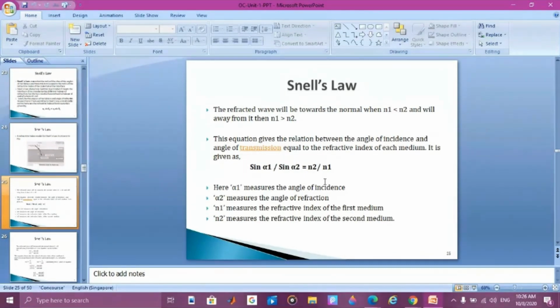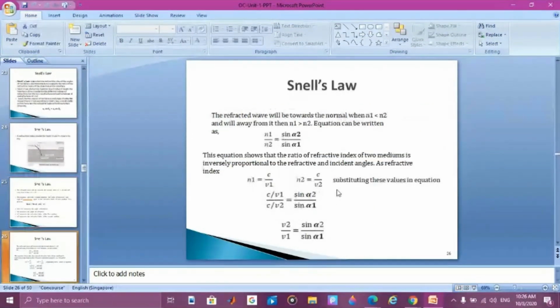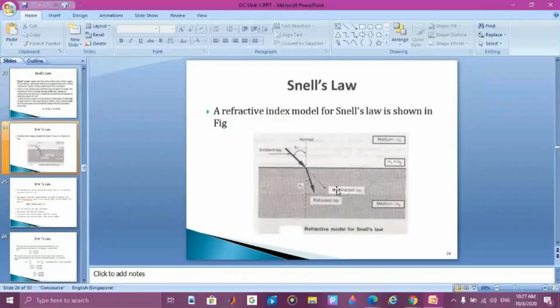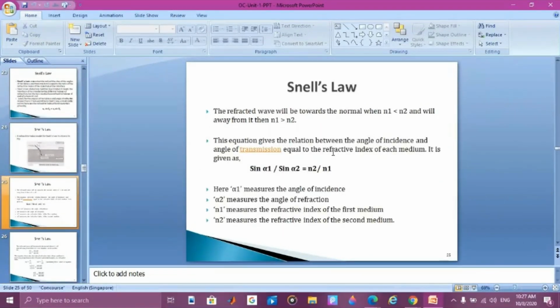So alpha 1 is the angle of incidence, alpha 2 is the angle of refraction, n1 measures the refractive index of the first medium, n2 measures the refractive index of the second medium. Okay. So write this equation also, write this one also. You can use pi 1, no problem. Sin pi 1 divided by sin pi 2 equal to n2 divided by n1.